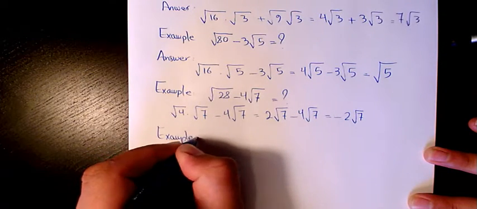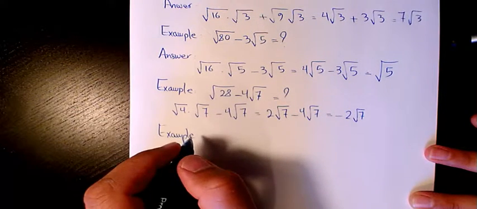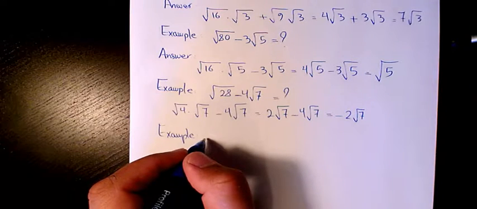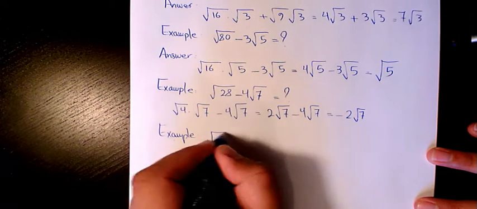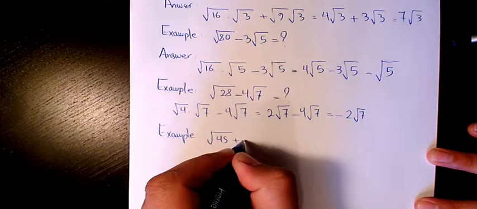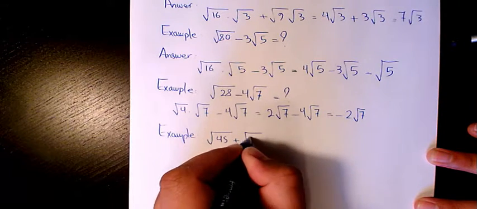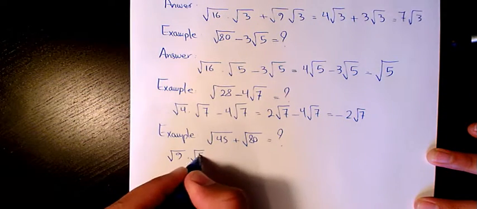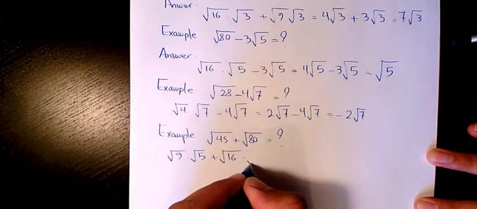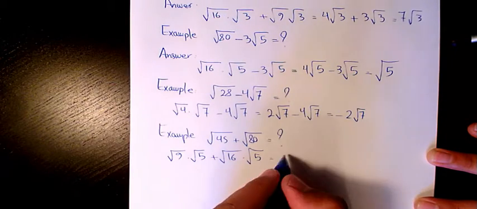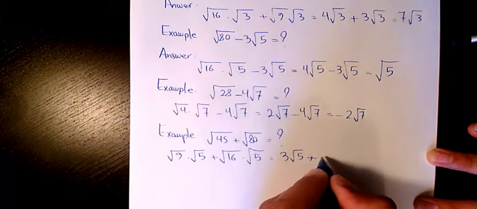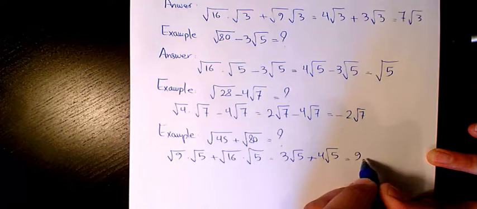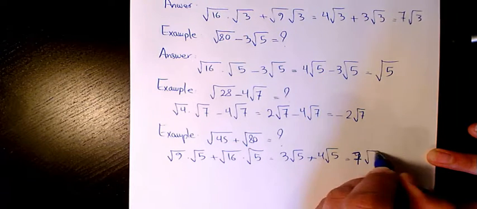Next will be root 45 plus root 80. 45 is root 9 times root 5 plus root 16 times root 5. Square root of 9 is 3. Square root of 16 is 4. So it's going to be 4 root 5. So 3 plus 4 is going to be 7 root 5.